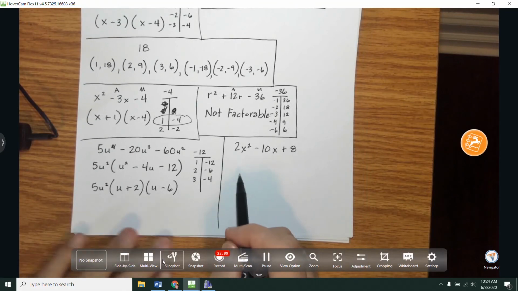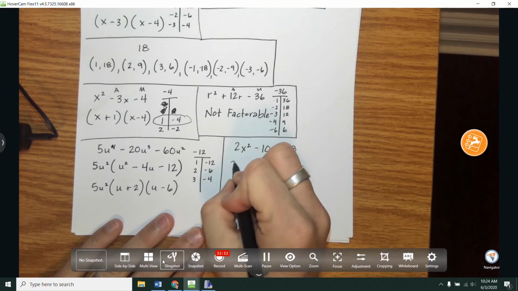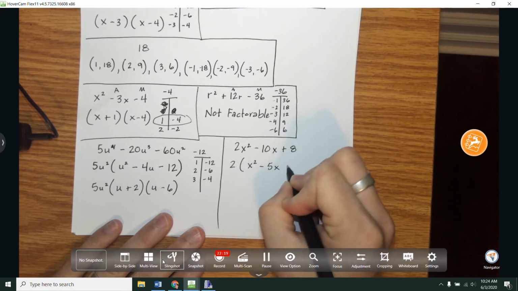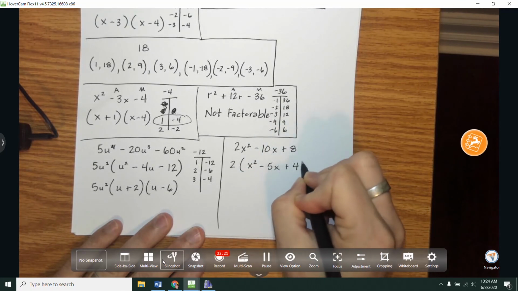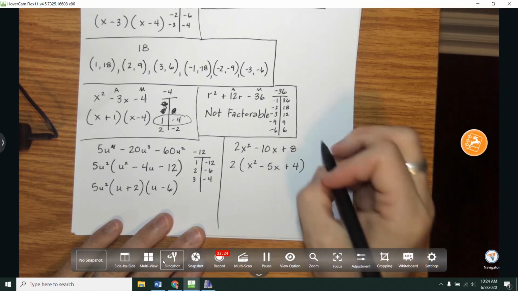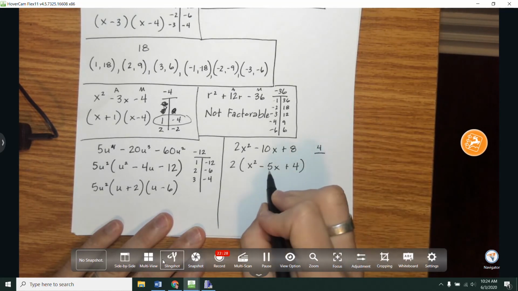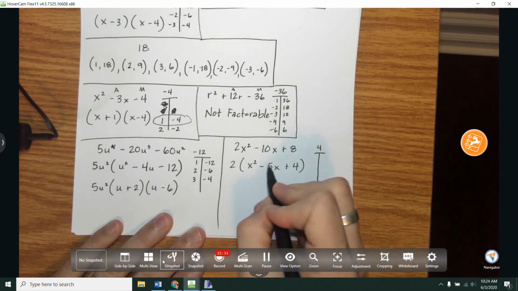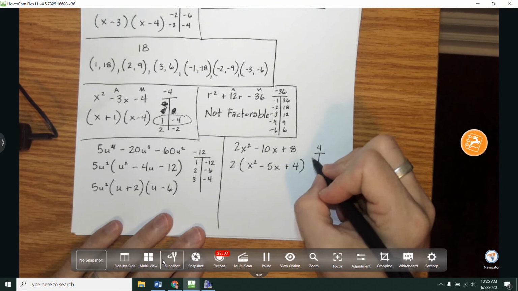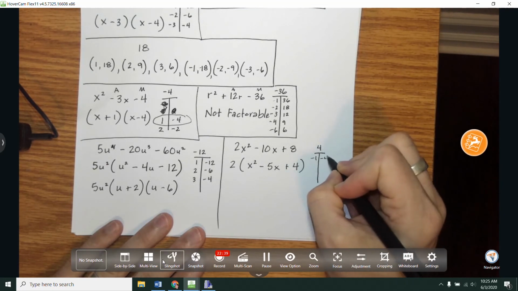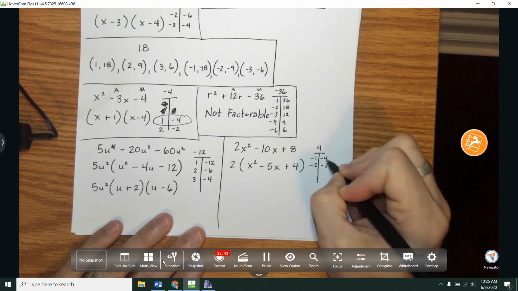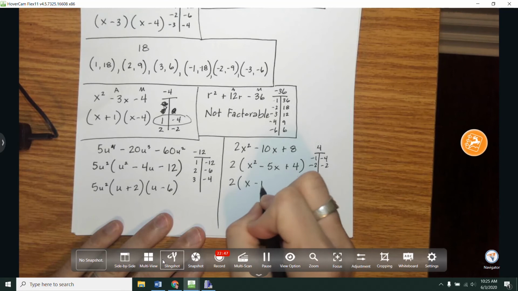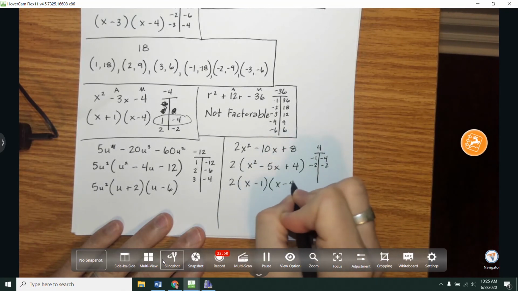Once again, we can take out a greatest common factor on this one. We can divide these all by 2. This would give us x² minus 5x plus 4 after we divide each one of these by 2. And then if we're thinking about 4, we're adding to be a negative, so both of them are going to have to be negative if we got a negative middle number and a positive last number. So this would be -1, -4, -2, and -2. Now this is what we're looking for. 2 on the outside, and then we got x minus 1, x minus 4.